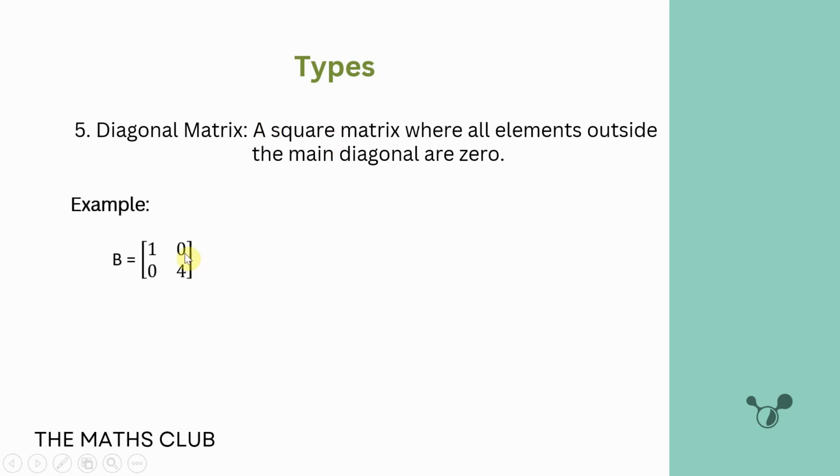So let's say an example. You can see this is the main diagonal, this 1 to 4, but every other thing inside it is 0. So whenever you have something like this, you know you're dealing with a diagonal matrix. It means that elements outside of that main diagonal are all 0.